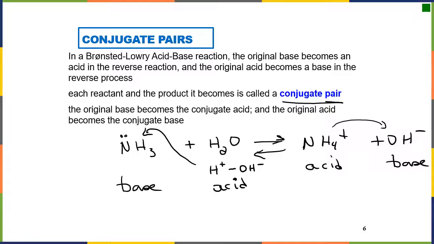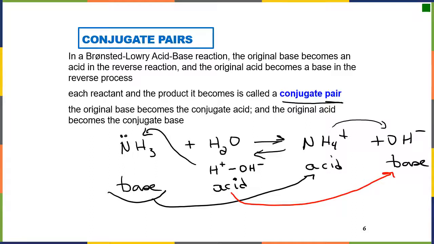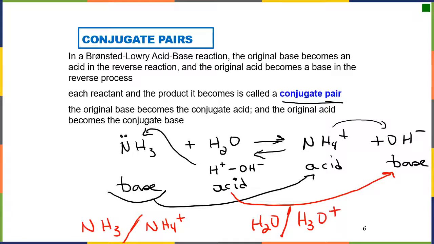A conjugate pair is the combination of the base and the acid it becomes, or the acid and the base it becomes. So the acid and the base it becomes is my acid-base conjugate pair. My base and the acid it becomes, again, is an acid-base conjugate pair. So NH3 is the base. The acid that it becomes after it gains the proton is NH4 plus. Water here is a base. The acid that it becomes is H3O plus. And these are our acid-base conjugate pairs out of our reactions.